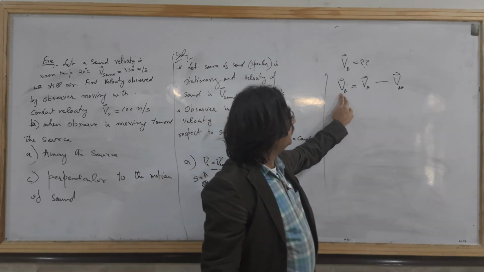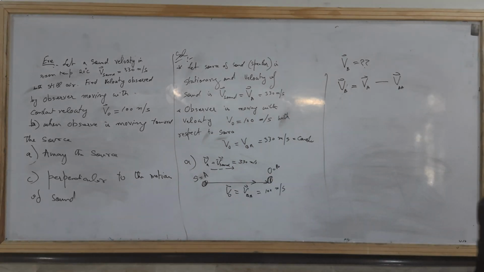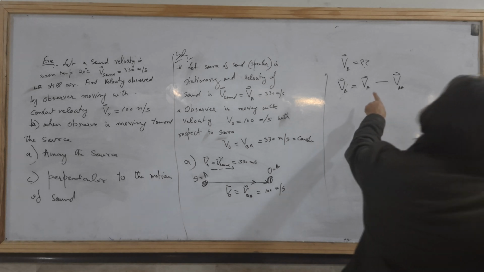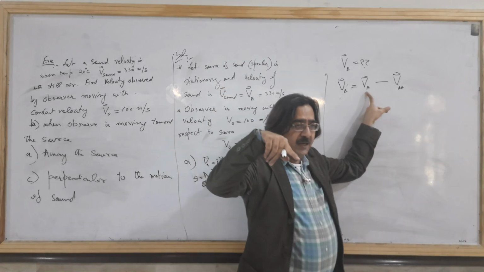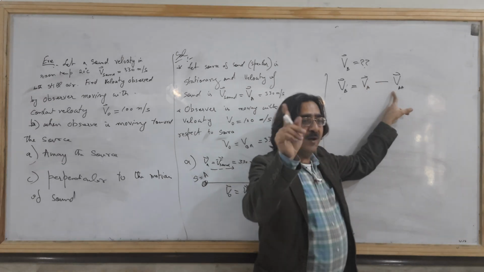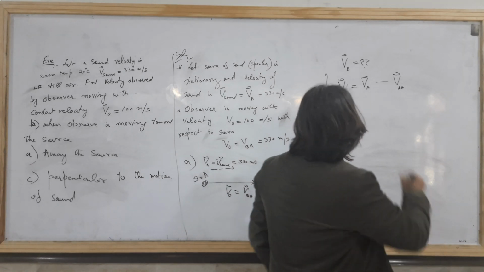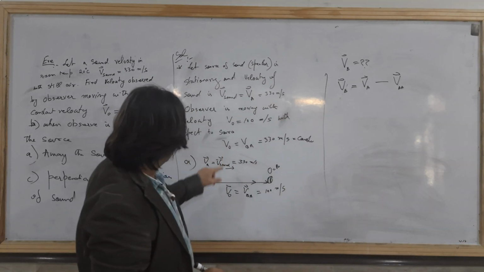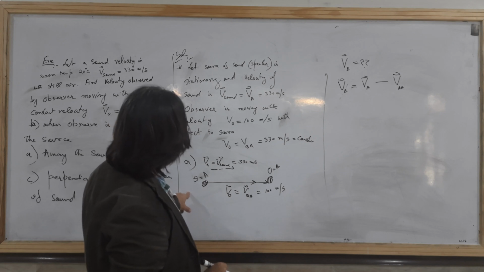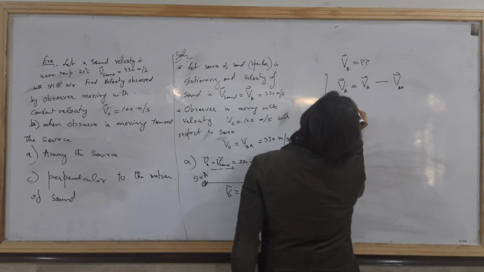Okay. This VB is the velocity of sound measured with respect to observer B. That will be the velocity of sound with respect to observer A minus the velocity of observer B with respect to A. Yes? Okay. What is the VB? That we have to find.